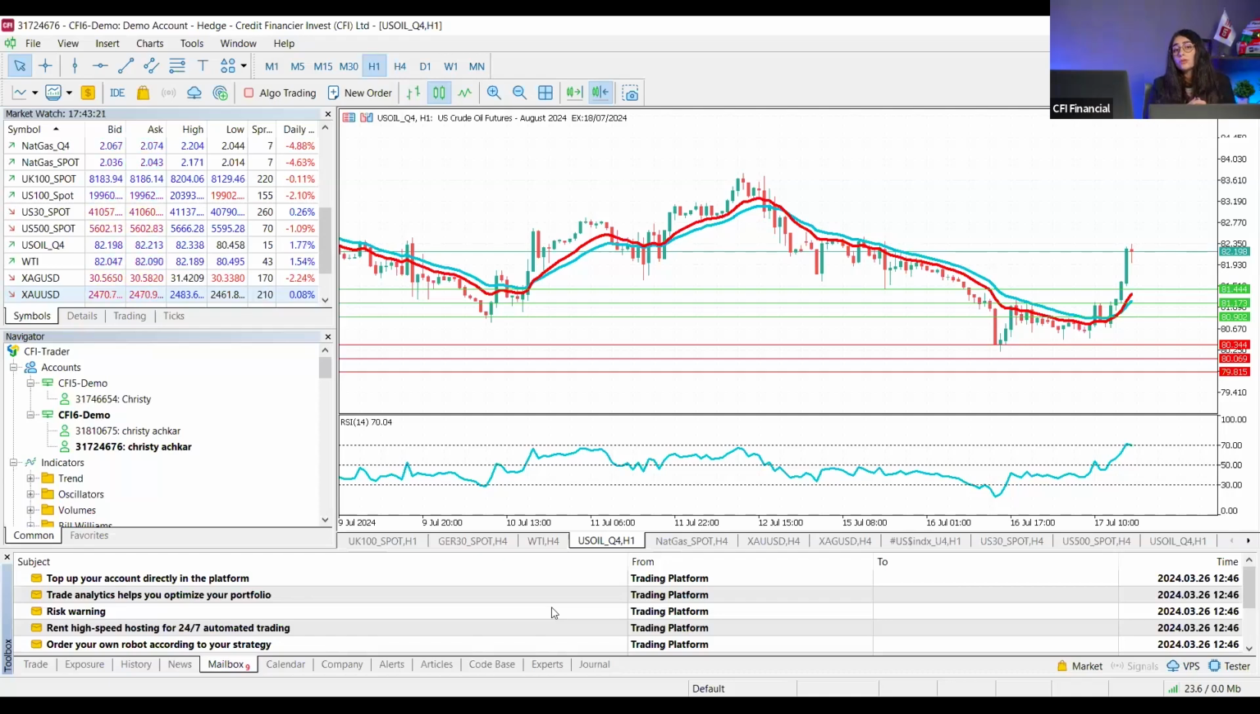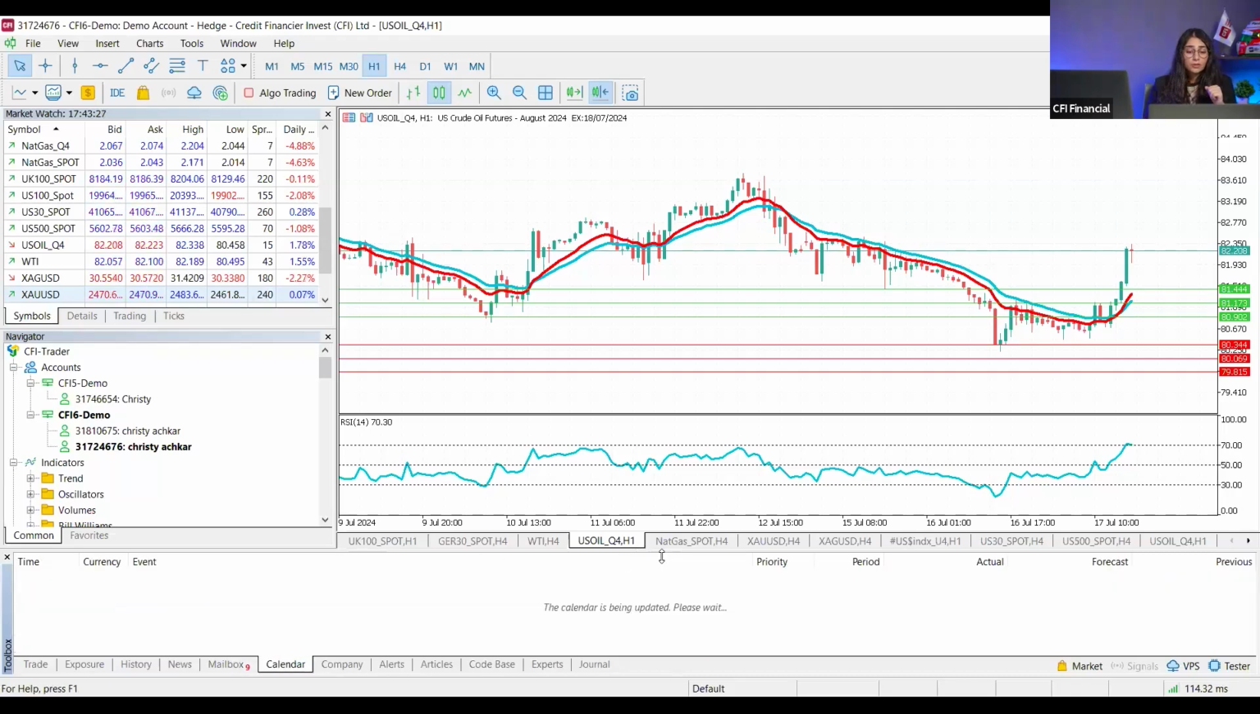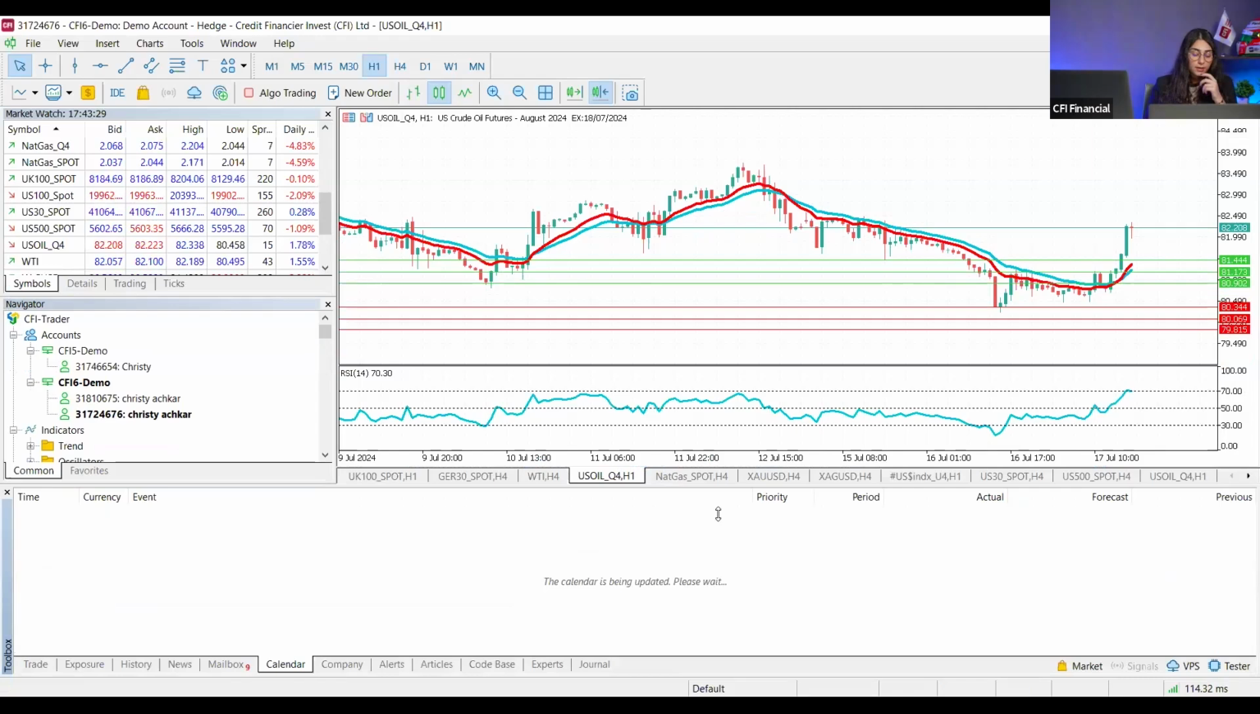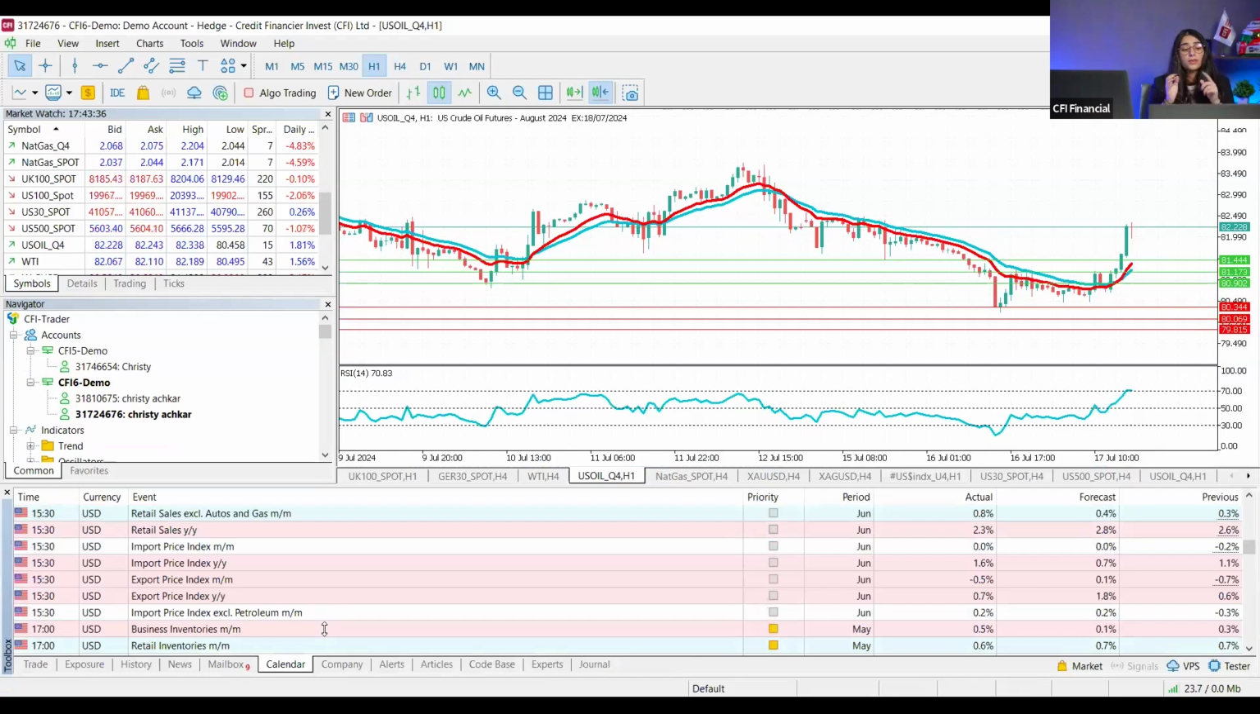So you need to know these while you're trading because it will affect your trade. Then we have the calendar. It takes some time to load. So basically we have an economic calendar. It will tell me the country, the time when the news is going to release, and what type of news is going to be released.